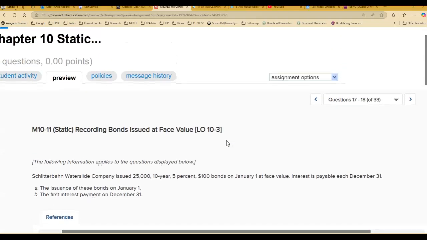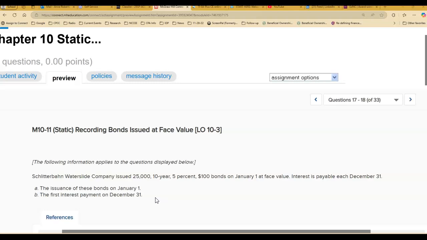All right, then they ask you for the first interest payment on December 31. Okay, so again, make sure you're clear on the date. So what time period are we covering for this interest payment? 1 year. Now, just realize that in this particular case, we already decided that we were paying $5 per bond. It's 1 year later, so the amount that we're going to pay out per bond is $5.